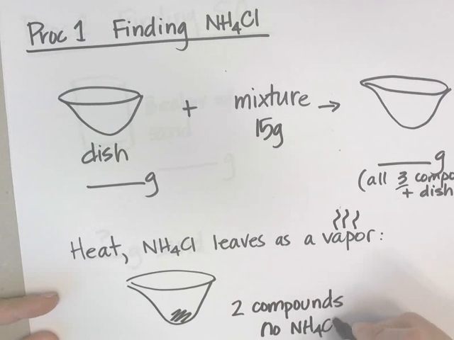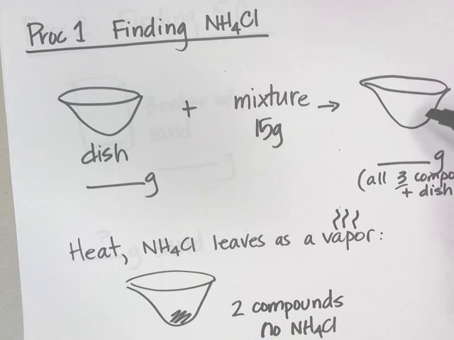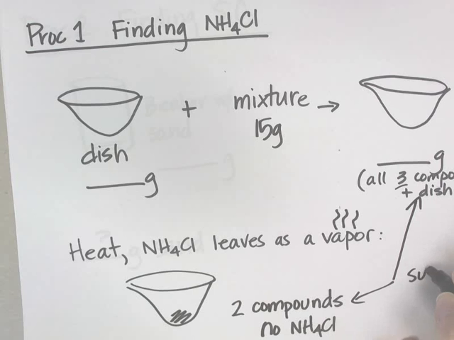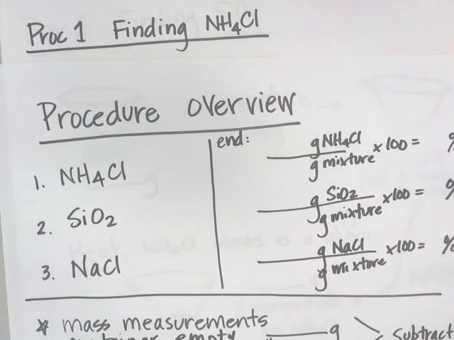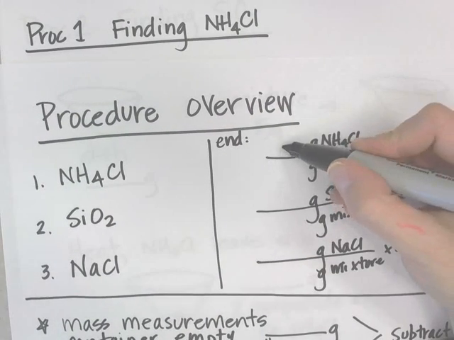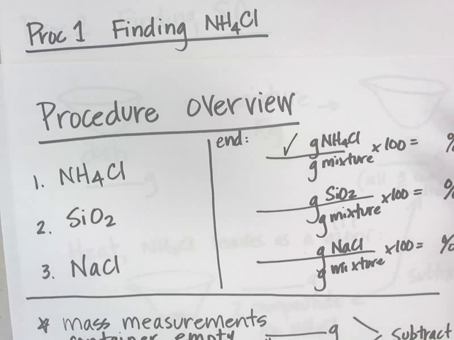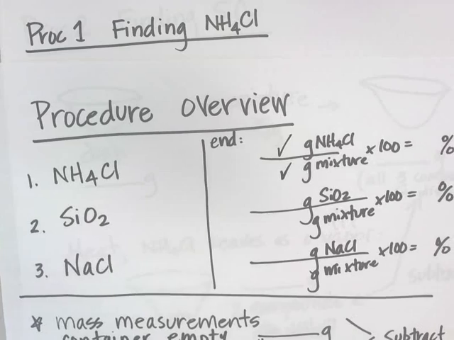So if we want to know how much ammonium chloride was here to start with, we need to subtract these two masses. So we'll know the grams of this. And if we subtract the two, that will let us know how much mass was lost, and therefore we'll know the mass of the ammonium chloride. Okay, so keep in mind that would be a piece of information that we need to use right here. If we know how much mixture we started with, then we're able to do our first percent calculation.